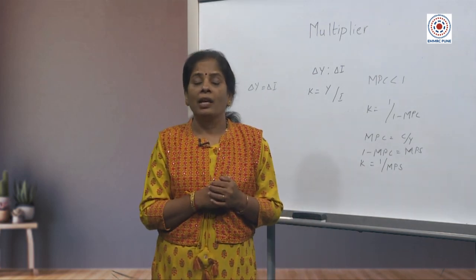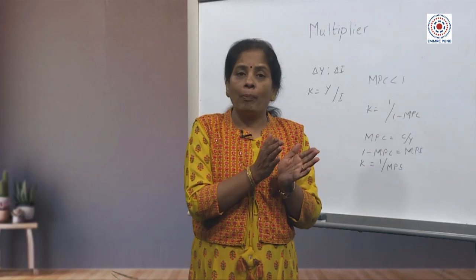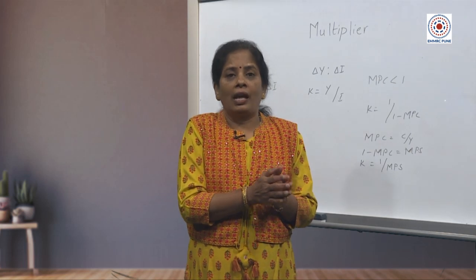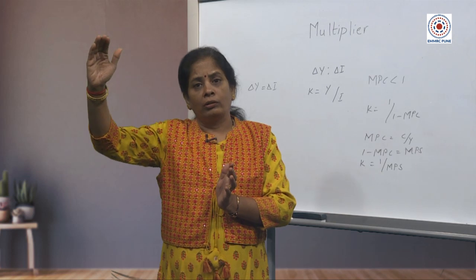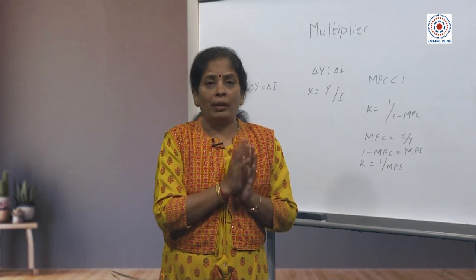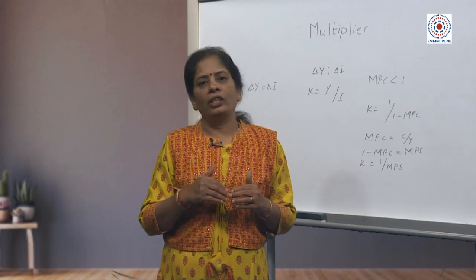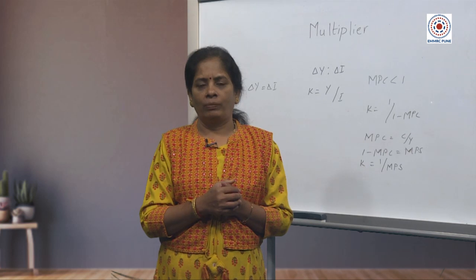Next type is employment multiplier. During the period of depression, the government undertakes public investment activities, as a result of which the employment should shoot up many times more than the primary employment. This change in employment level is due to multiplier effect.